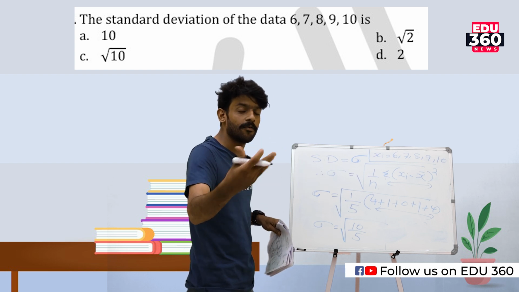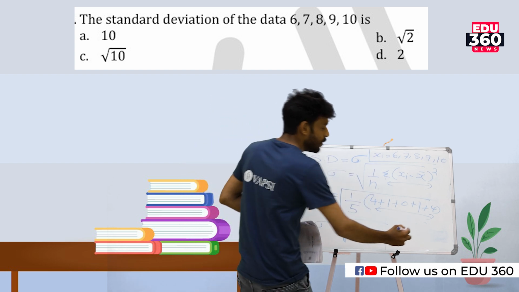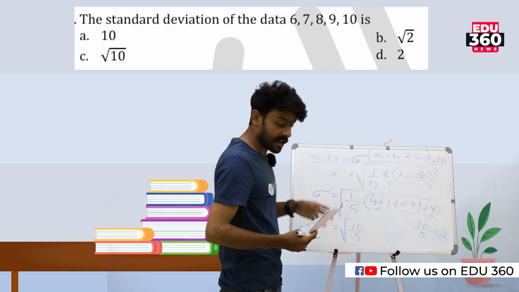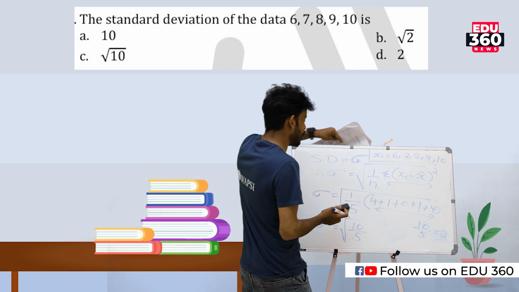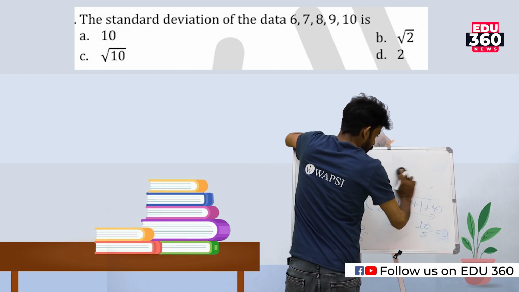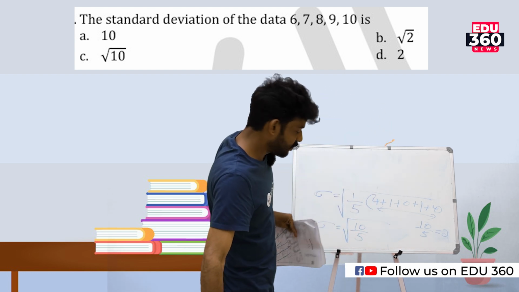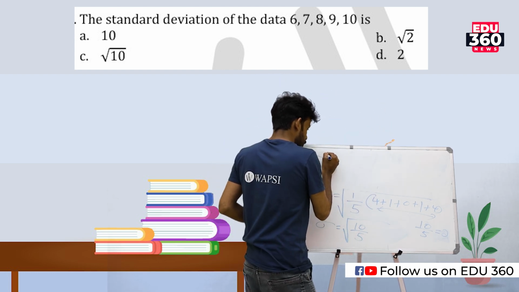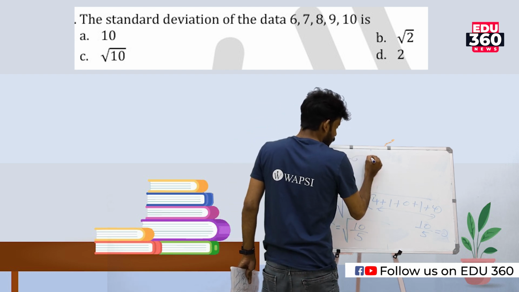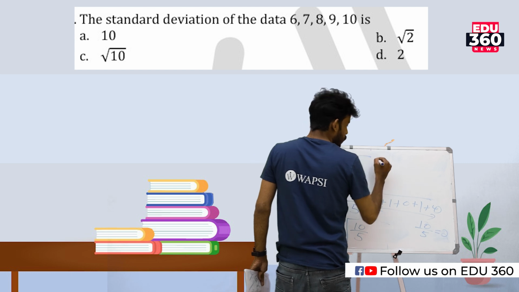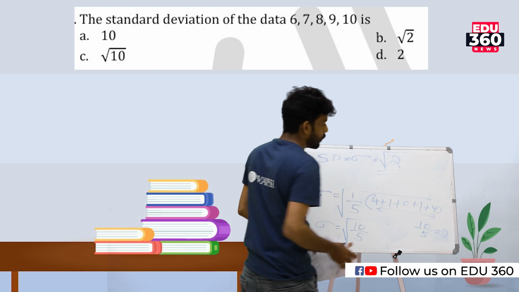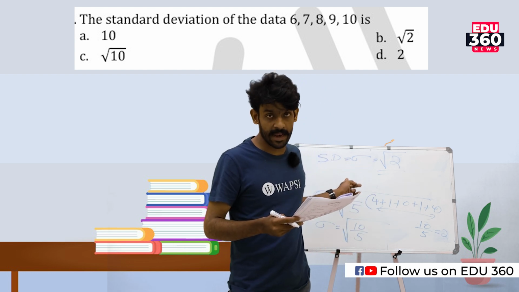We already know 10 by 5, what is the value? 10 by 5 is equal to 2. So in the next step, we can write the standard deviation, SD, by using the symbol, equal to square root of 2. So this is the final answer.